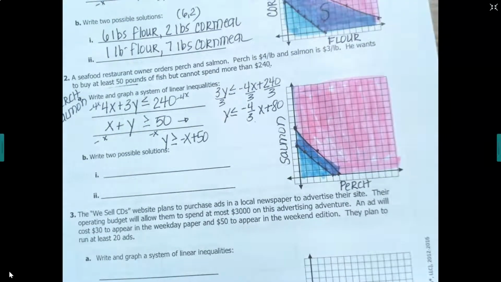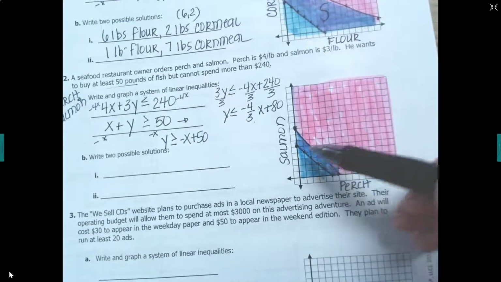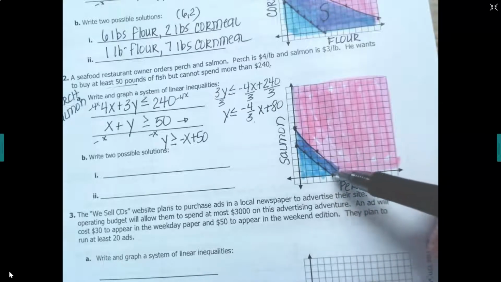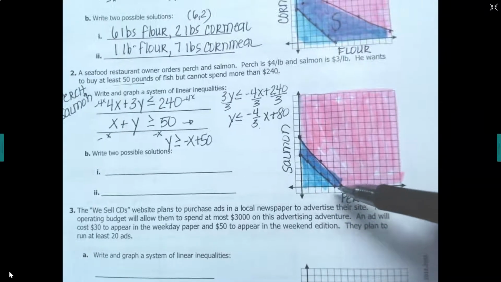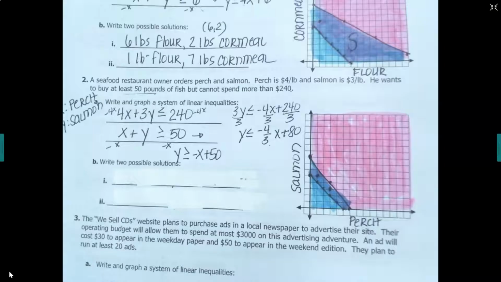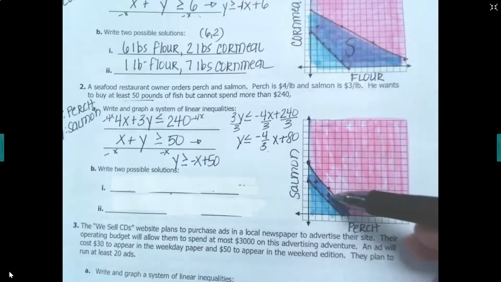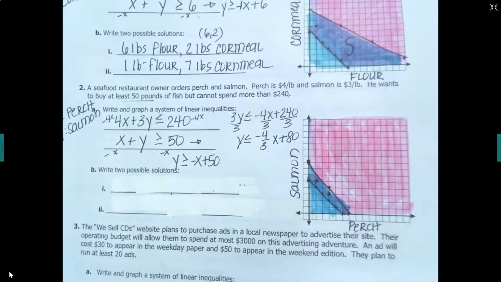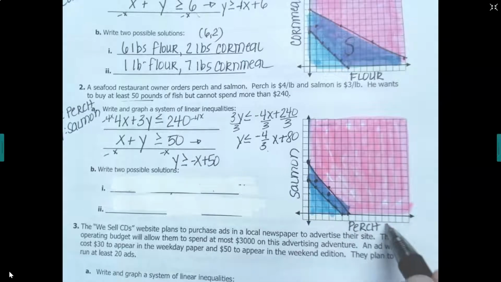So I've got this skinny little solution set right here between the two lines. It's purple. So anything between the two lines will work. So let's come up with some solutions. I've marked 2 points here for us to see, and we're really counting these by 10 pounds each way.